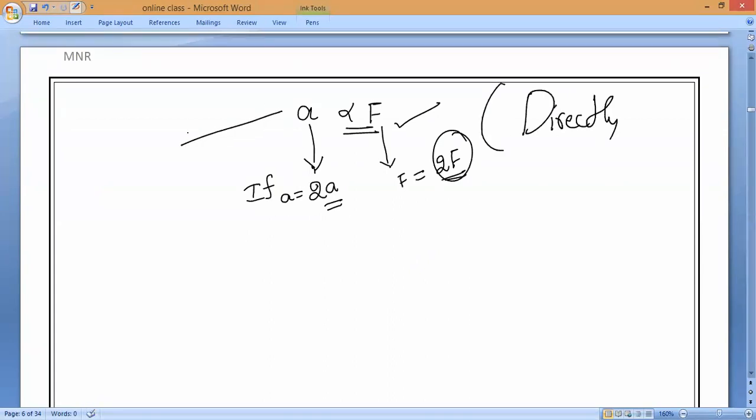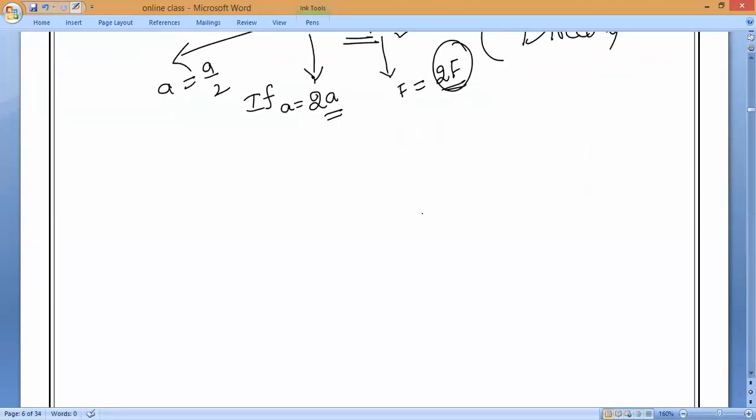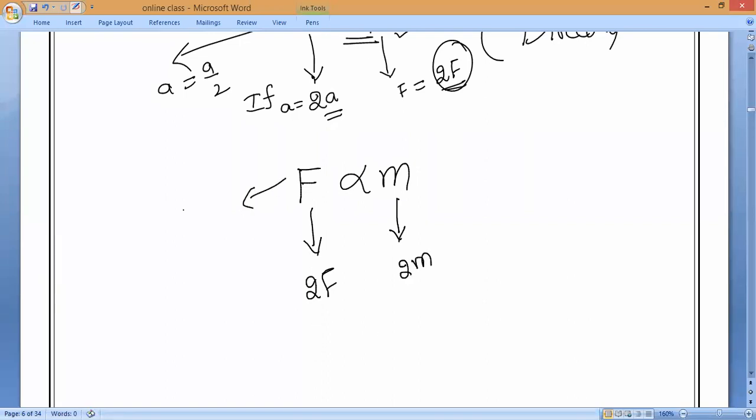If A becomes A by 2, then what about the force? F by 2. It becomes half. Everybody clear? Any doubt? Now, in the same way, force is directly proportional to mass. If F becomes 2F, then what about the mass? 2M. Understand? Now, if F becomes F by 2, then what about the mass? M by 2. Because this is also directly proportional. Try to understand.